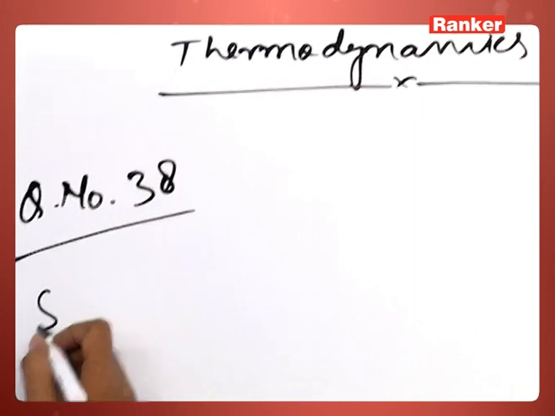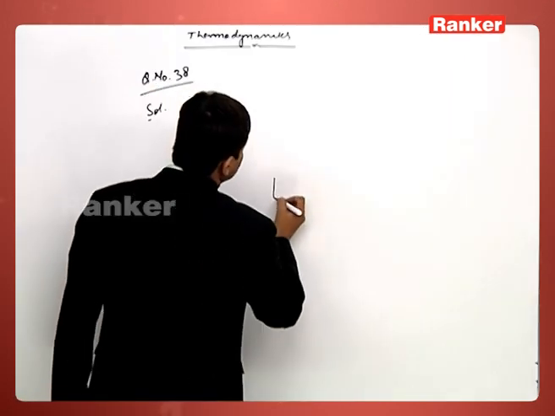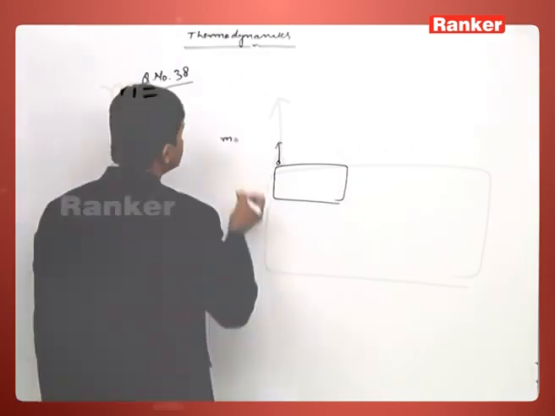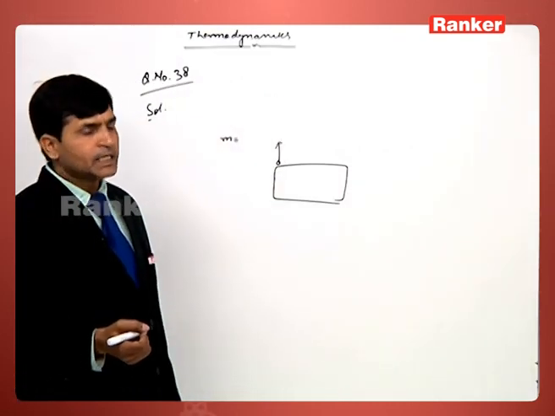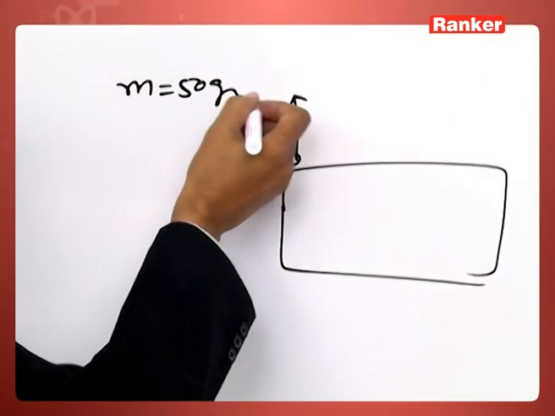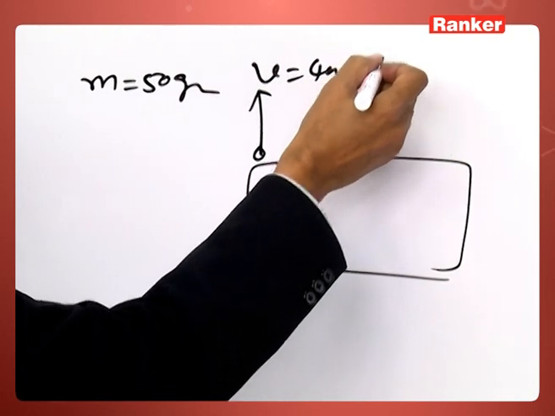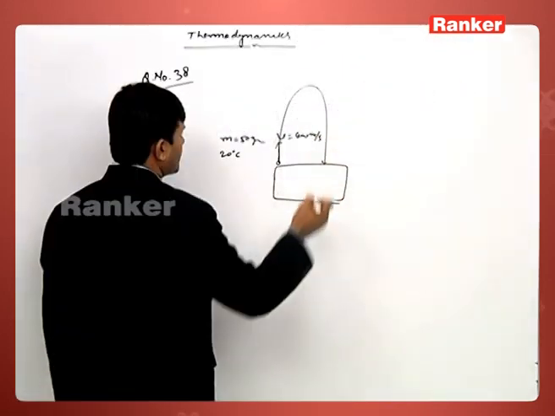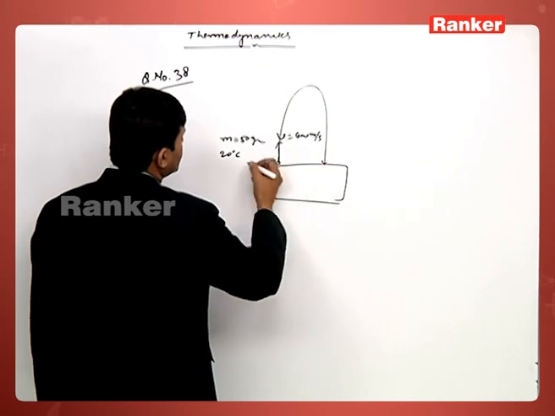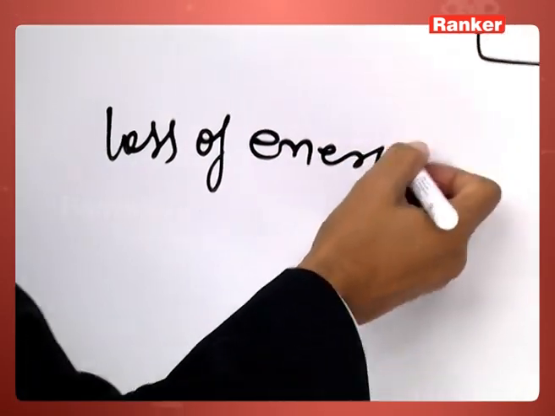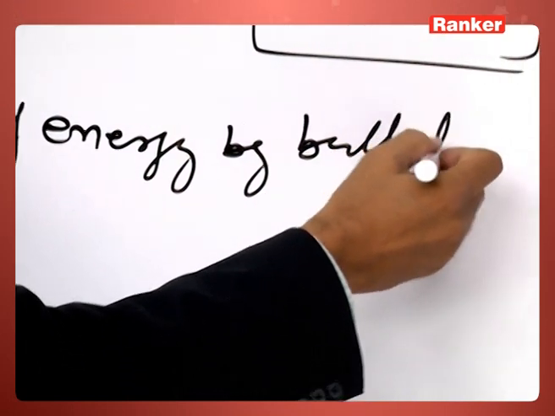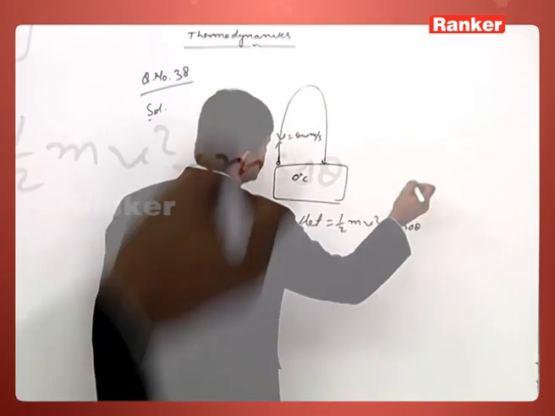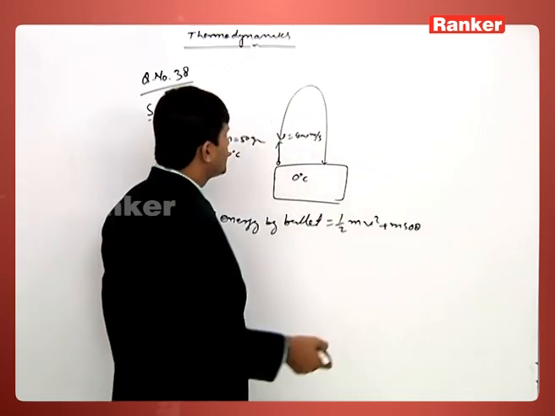As per the question here, this is the lead, a block of ice. From here a bullet of mass 50 gram at 20 degrees Celsius is projected with velocity 400 meter per second. So when it comes back here, the total energy it loses, the final temperature of this will be 0 degrees Celsius. Loss of energy by the bullet is half m v square plus m s delta theta, and that energy is utilized to melt the ice.